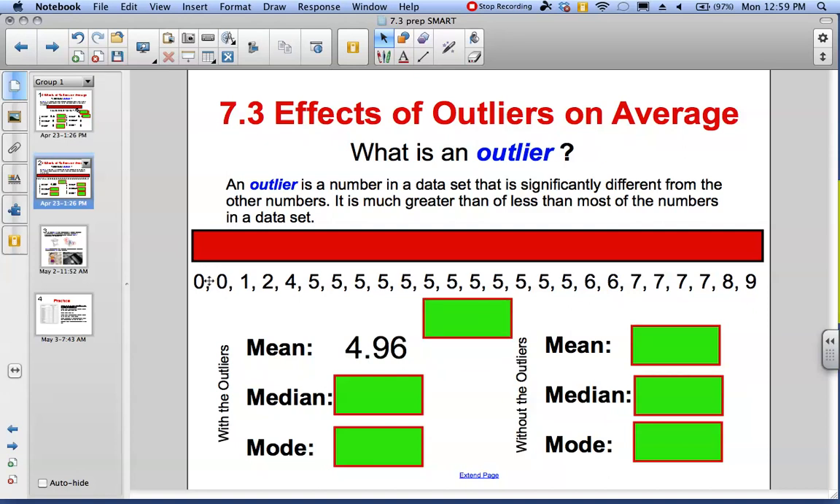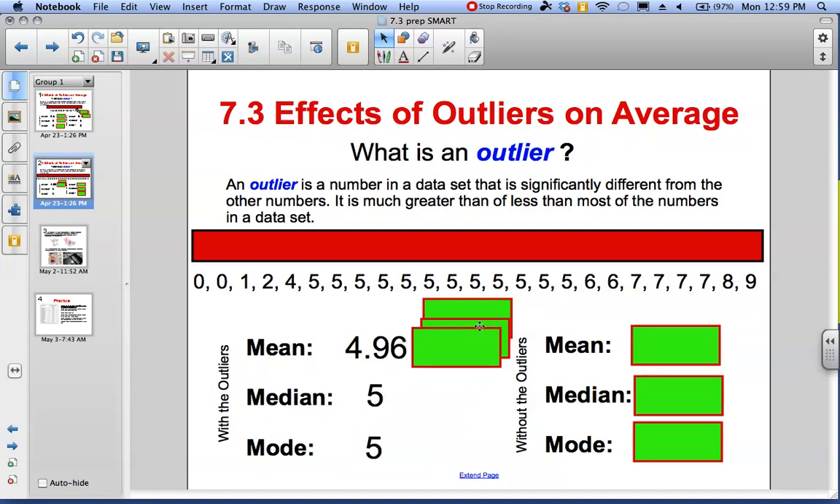The median number, well, if there's 25 numbers, we need to go up to 12. 1, 2, 3, 4, 5, 6, 7, 8, 9, 10, 11, 12. And then after that is 13. That is our median number, so our median is 5. And the mode, the number you see the most, is 5.